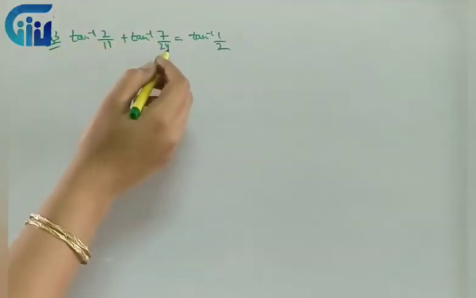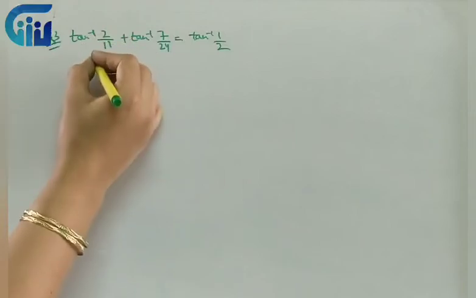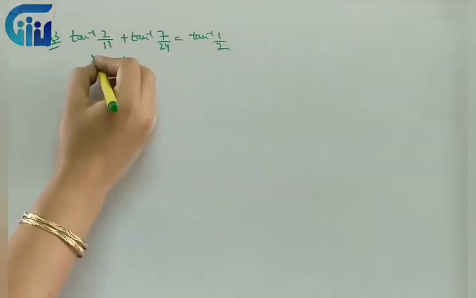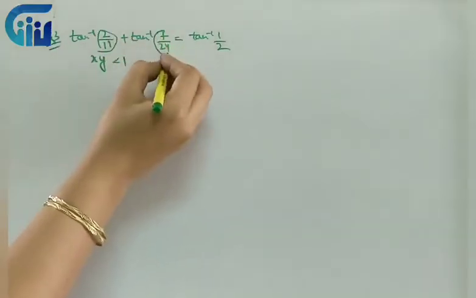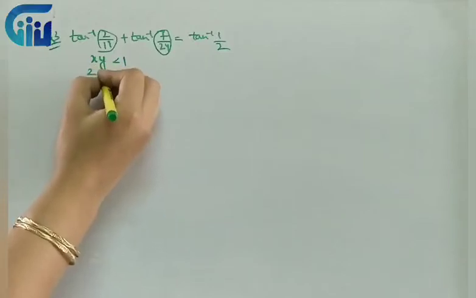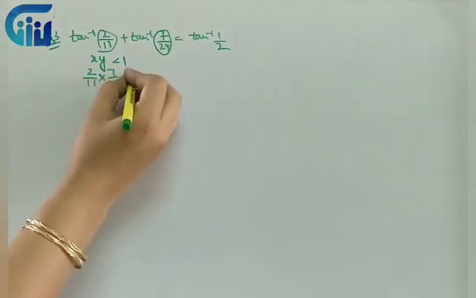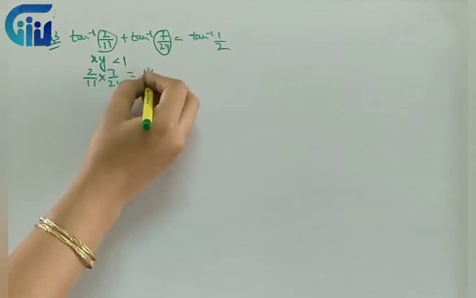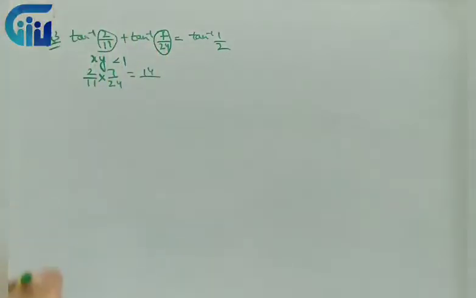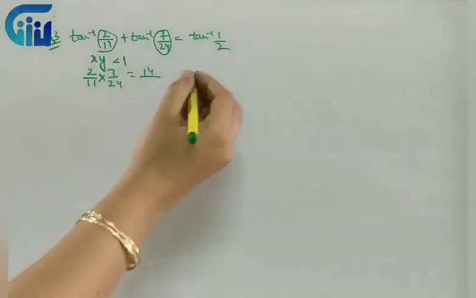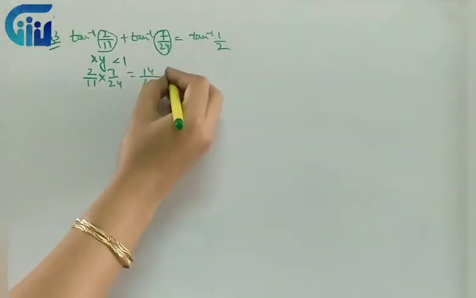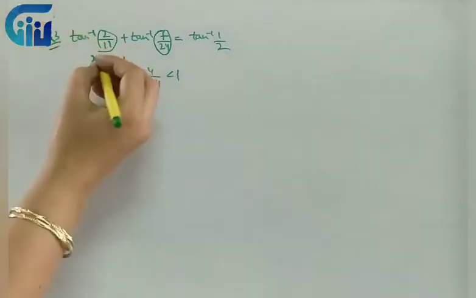We have to prove that this left hand side is equal to the right hand side, right? So what I'll do, I'll first of all check whether xy is less than 1 or not. This is x and this is y. So x is 2 by 11 and y is 7 by 24. So this is 14 upon, if I multiply it, this will be 24 into 11, so 264, which is less than 1, hence I can apply the formula.